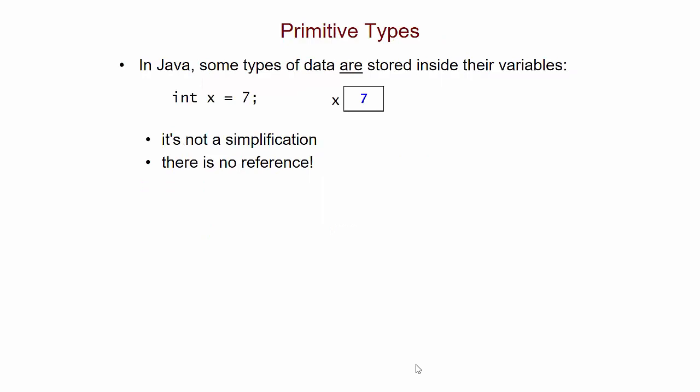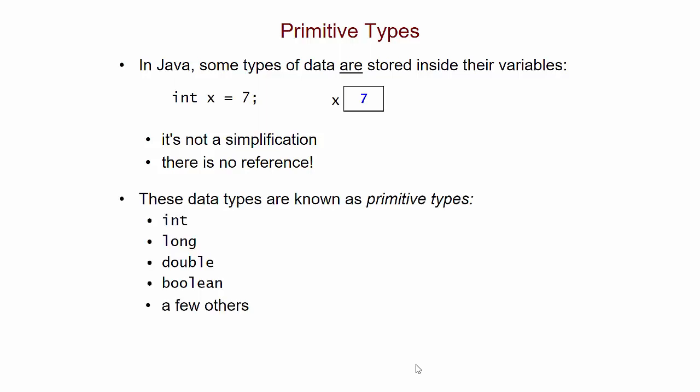Now, in Java, some types of data actually are stored inside their variables. So in particular, ints are stored in the variable itself. That's not a simplification of what's going on. That's actually what's going on. So there is no reference for things like ints. And these types of values are referred to as primitive types. And int is one of those primitive types in Java, so is long, double, Boolean, and then there are a few others that we'll talk about later in the course.